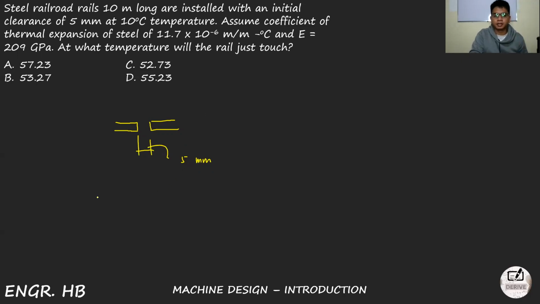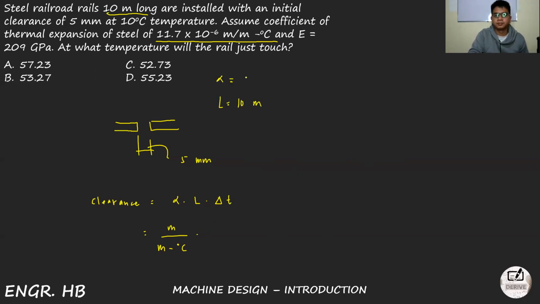So, we all know that the clearance is equal to coefficient of thermal expansion times length times change in temperature. So in unit analysis, meron tayong thermal expansion dito of steel, which is 11.7 times 10 to the negative 6 meter per meters degree Celsius. Ayan, meter and meter degree Celsius sa kanyang unit. We all know that the length, ano bang length natin dito? So meron tayong length na given which is 10 meters long.